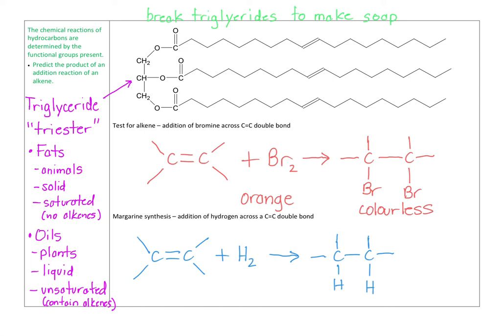The fats that we get from animals are solids at room temperature, and they are saturated, so they contain no alkene groups. This triglyceride here contains alkene groups, so it wouldn't be an animal-based one. It wouldn't be a solid at room temperature. It would more likely be an oil derived from a plant, like canola oil or vegetable oil. It would be a liquid at room temperature, and it would be unsaturated because it contains these alkene double bonds.